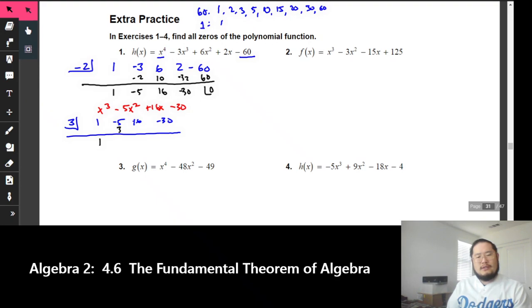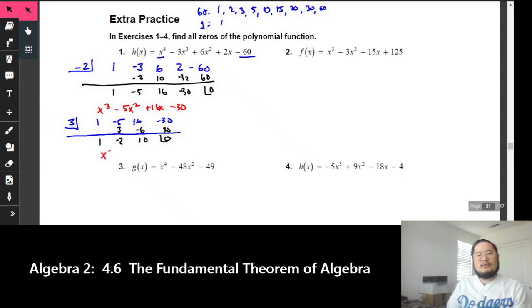1 times 3 is 3. This adds up to -2. -2 times 3 is -6. 16 minus 6 is 10. 10 times 3 is 30. And so right here, we have no remainder. All right, my magic ball was correct.